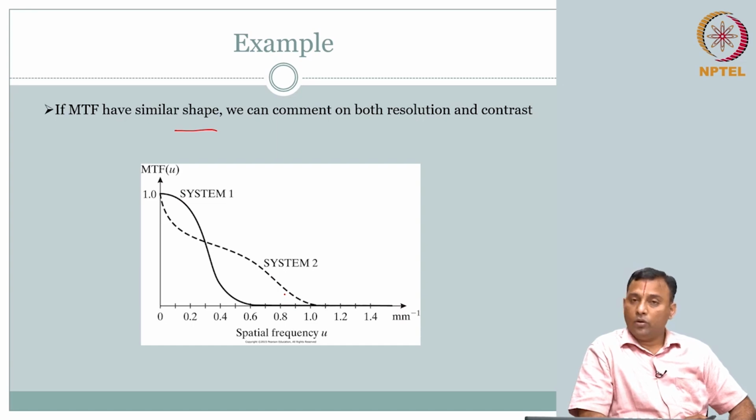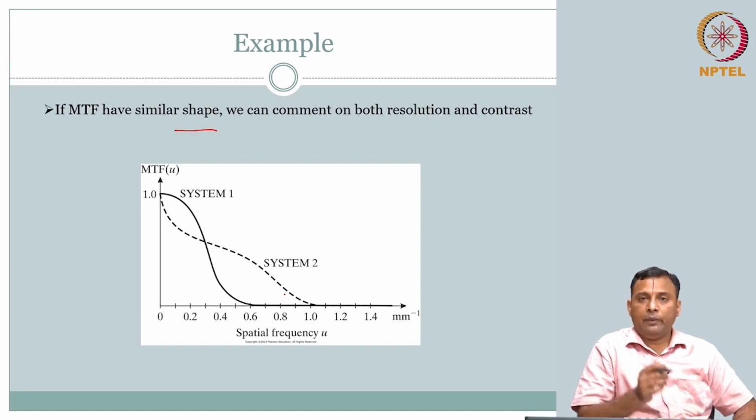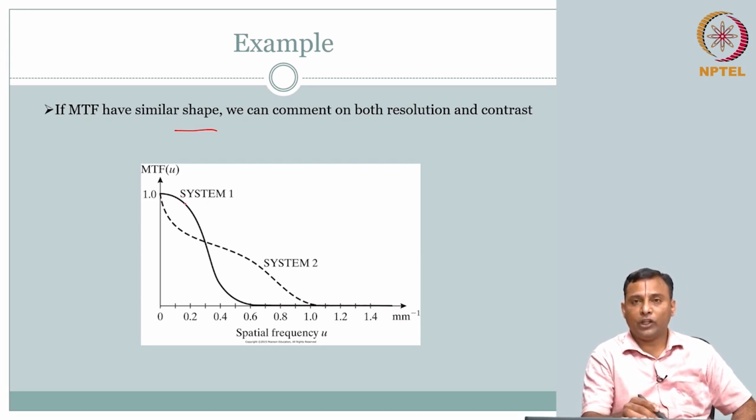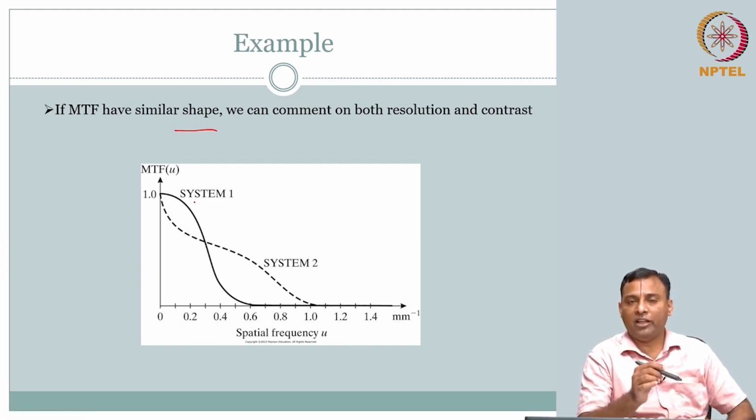Looking at it you will say, I want higher resolution, and so I will go for system 2. But then you clearly notice that until this point, your response is better with system 1. That means the contrast is going to be better with the dark. Contrast and resolution go together, right? If there is a good contrast, then maybe I will be able to differentiate the two objects, whereas here the contrast goes down.